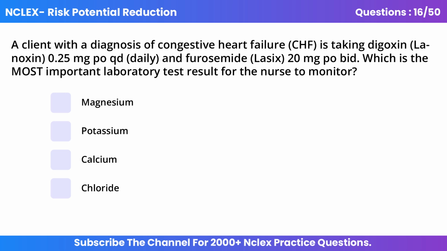Question 16. A client with a diagnosis of congestive heart failure, CHF, is taking digoxin, Lanoxin, 0.25 mg per day, and furosemide, Lasix, 20 mg BID. Which is the most important laboratory test result for the nurse to monitor? B. Potassium.